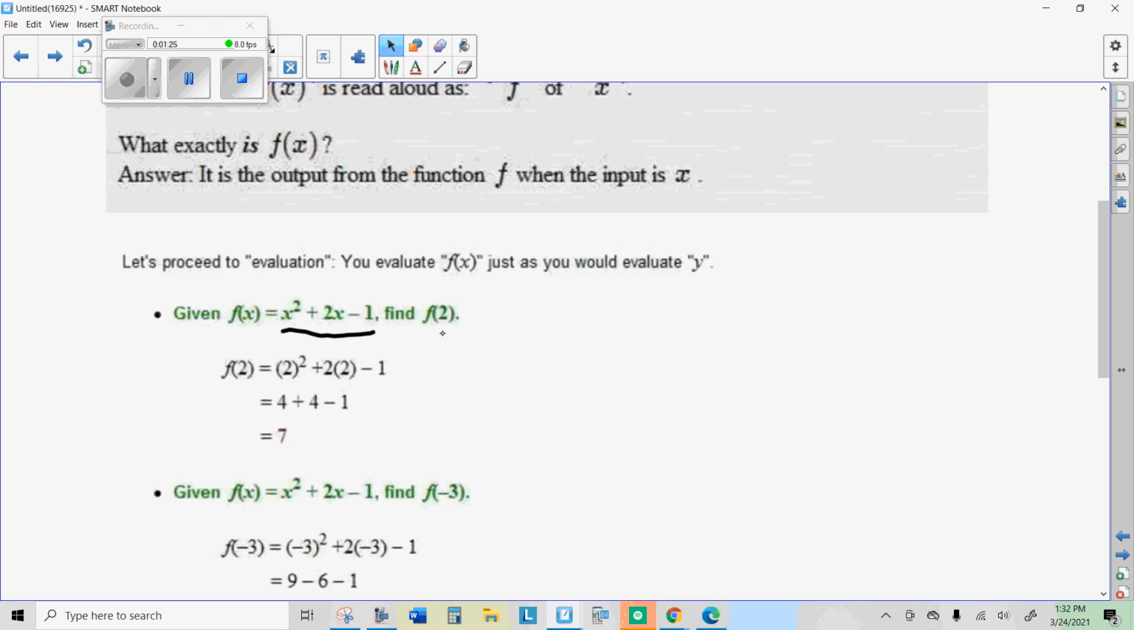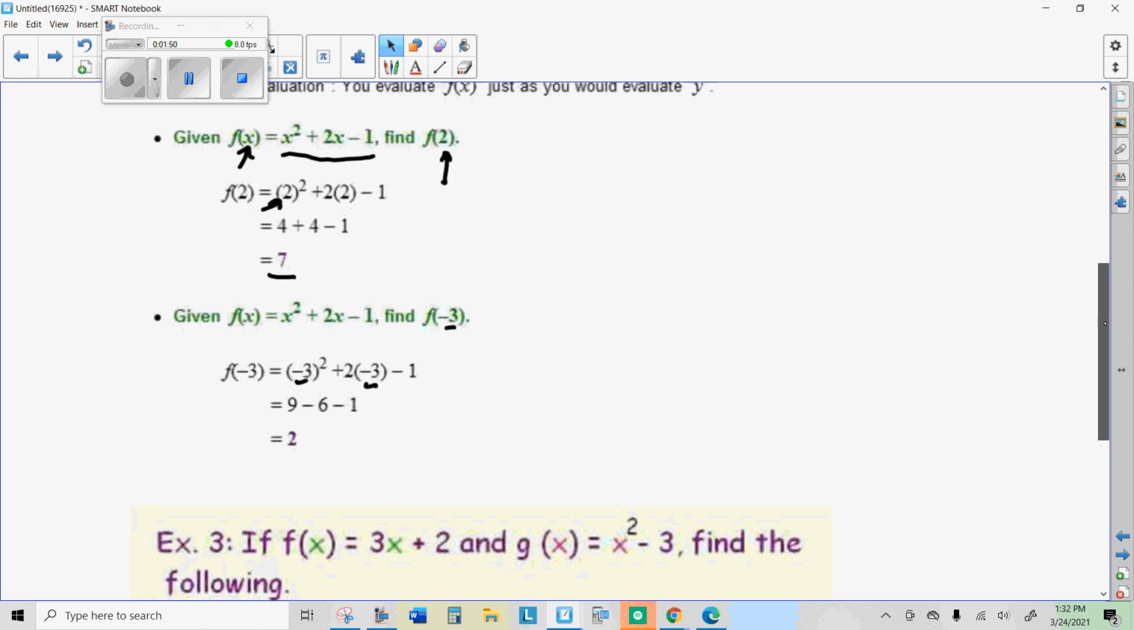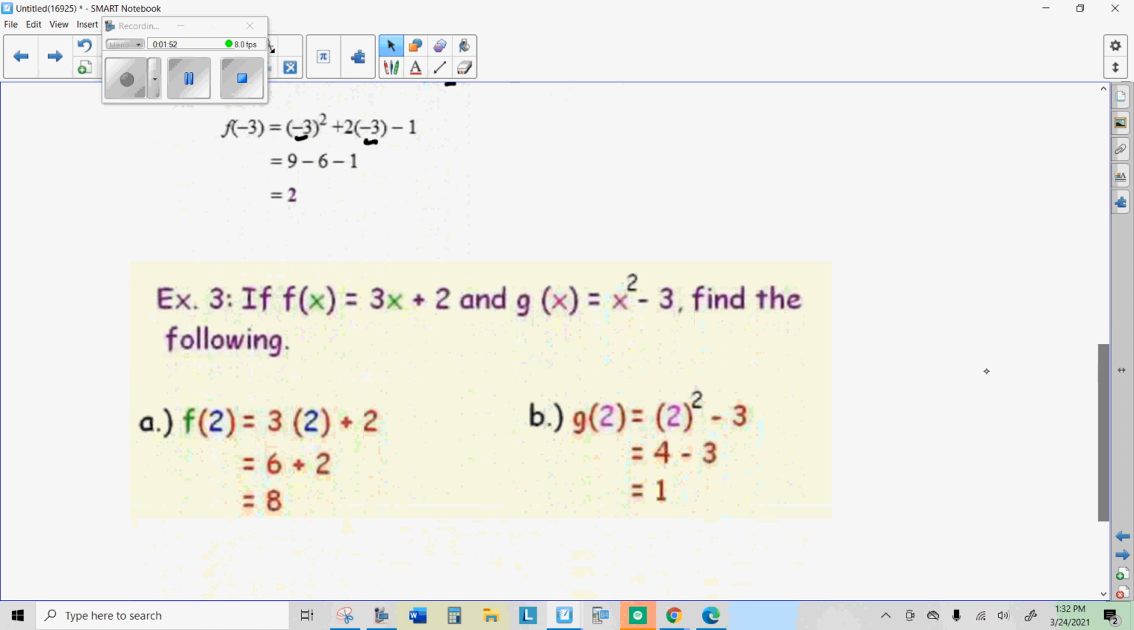All that's saying is put 2 where the x is and find the output. So notice we replaced the x in the function with the number 2, simplified it, found the answer. Same with this one here. We put -3 where every x is in the function. Simplified it, found the answer. Here's a couple more examples.